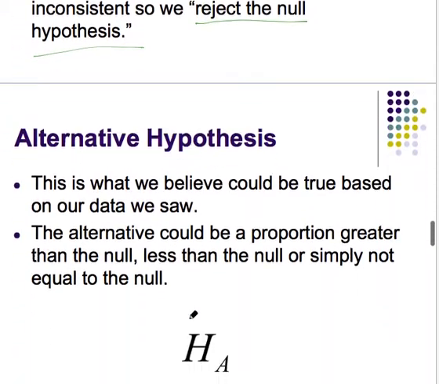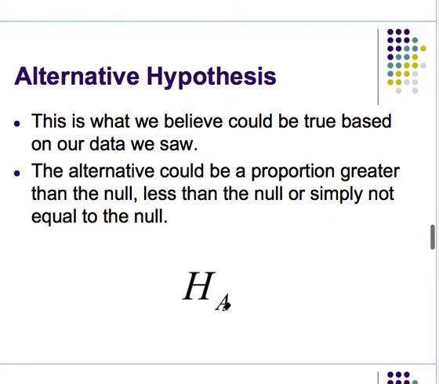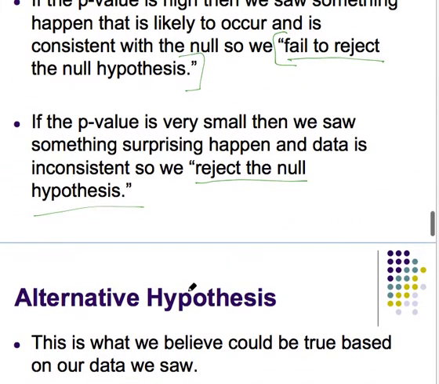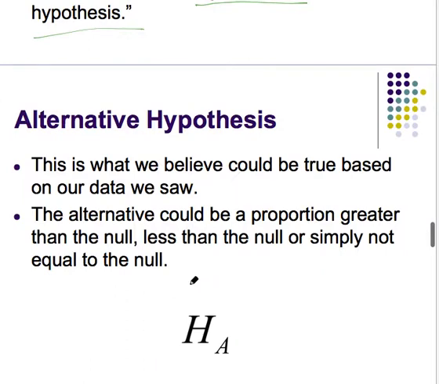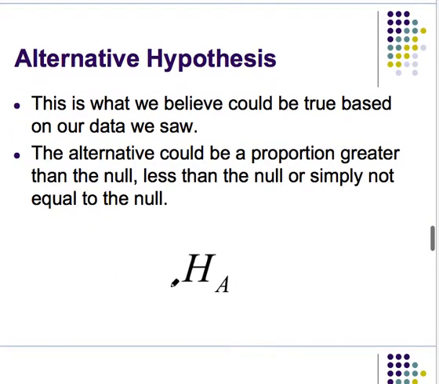The alternative hypothesis has H with a subscript A. It's what we believe could be true based on the data that we saw. After we've done our experiment, this is a statistical number that will show us, wait a second, if this is what's happening, then we don't believe in that null hypothesis anymore. So we're going to use this language here, and we're going to reject the null hypothesis. We don't accept the alternative hypothesis.